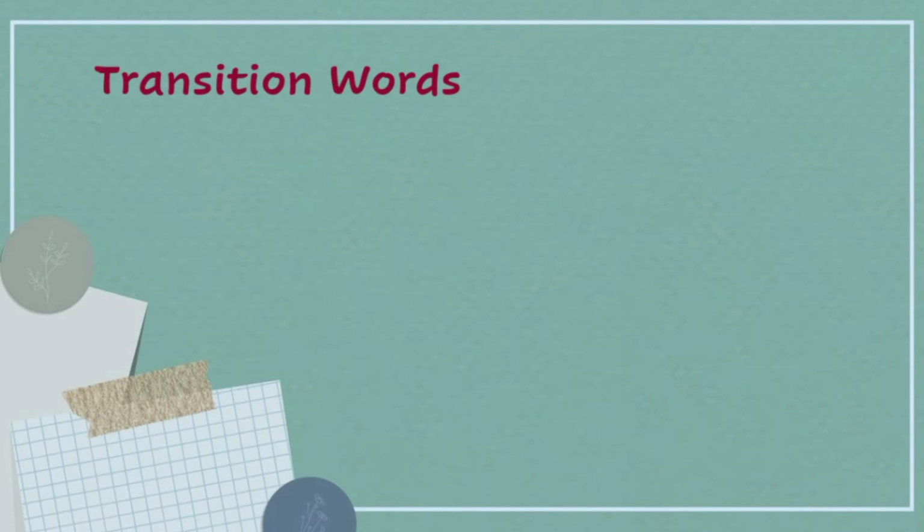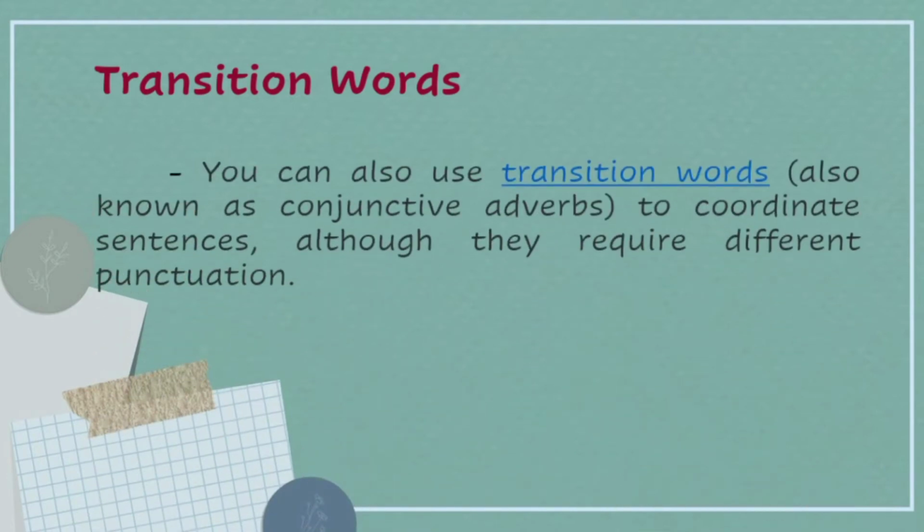So we're done with the meaning and the functions of the fan voice. Now let's proceed to the transition words. We can also use transition words to coordinate sentences. As I've said here, you can also use transition words, also known as conjunctive adverbs, to coordinate sentences, although they require different punctuation.